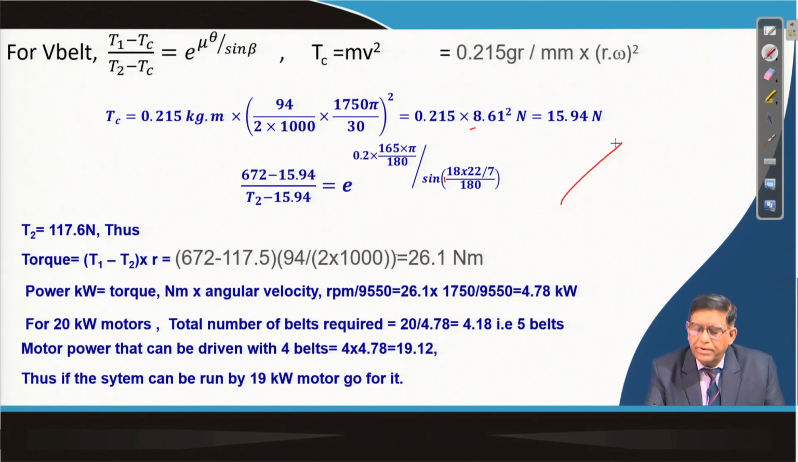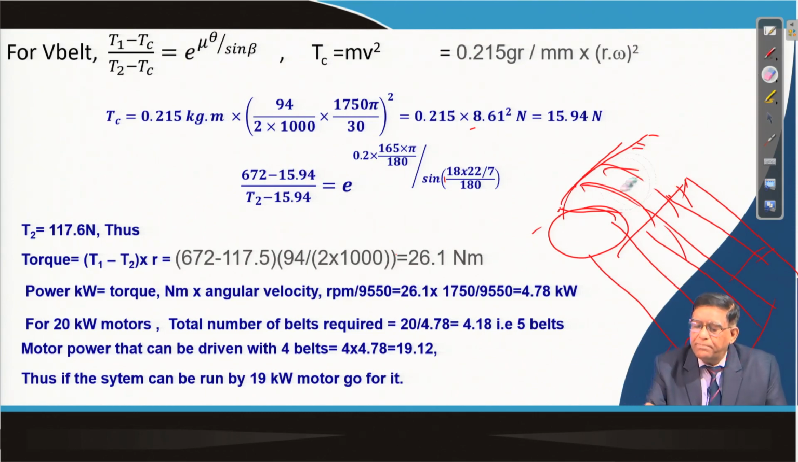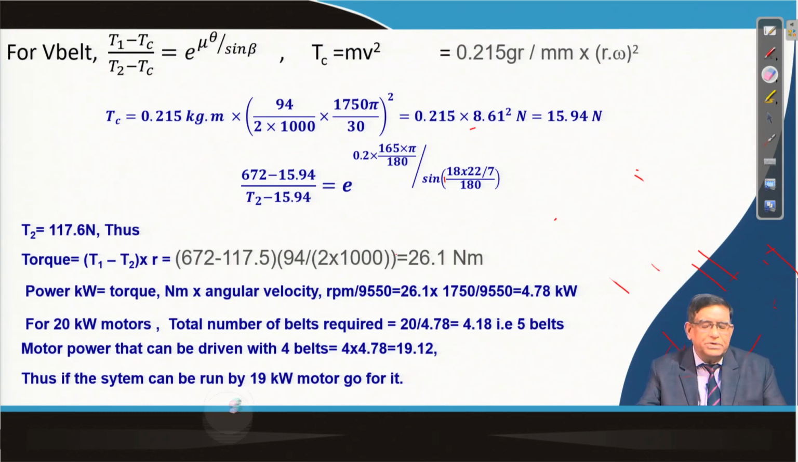If you are having a pulley like this, there will be a number of grooves here, and the belt will be going like that, so a number of belts will be there. That means the whole power is provided by that number of V belts. Now, for one belt, you can find that the power comes to 4.78 kilowatt. But you have got a 20 kilowatt motor.